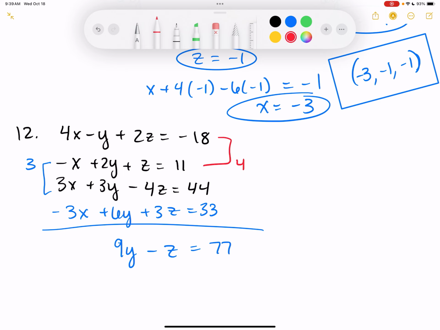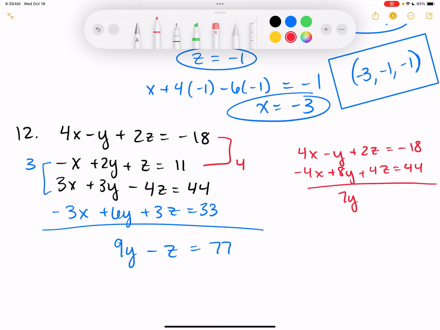So I'm going to rewrite them over here. So then this is negative 4x plus 8y plus 4z equals 44. So that's 7y plus 6z is equal to, is that 26? I think. How come you can't solve for x? Or not x, z? Because you told me you wanted to do x. Oh.